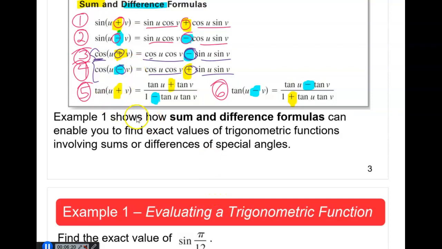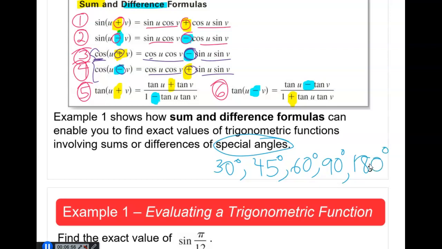Okay. Now, for example 1, we're going to show how the sum and difference formulas can enable you to find exact values of trigonometric functions involving sums or differences of special angles. So, to refresh your mind, the special angles are those that we have been looking into from the beginning of chapter 4. So that will be 30, 45, 60 in degrees, 90, of course, 180, and so on.